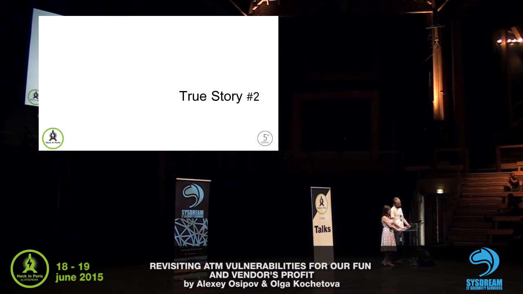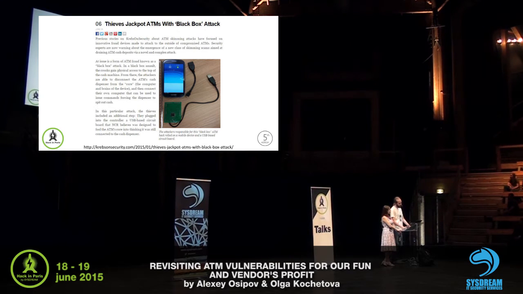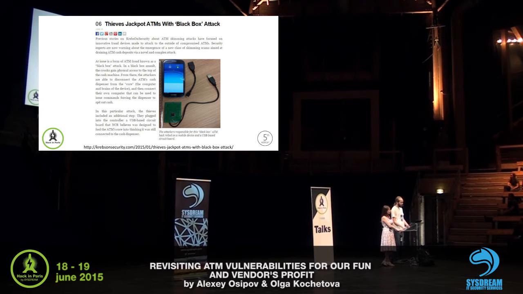That was about malware. But there is another class of attack. Brian Krebs, in his article, showed that some guys in some country accessed the server zone of the ATM, placed a phone into it, and closed the door. After some days, there was no money in this ATM. When investigators came to the ATM, they left only with the wiped-out Samsung phone and no further information.